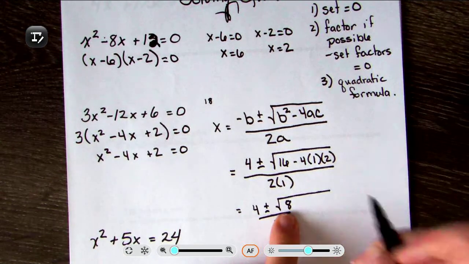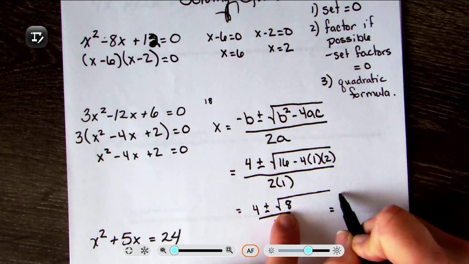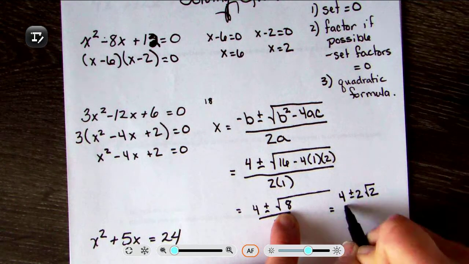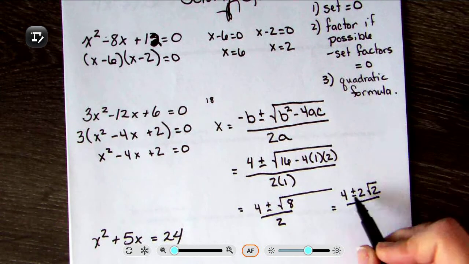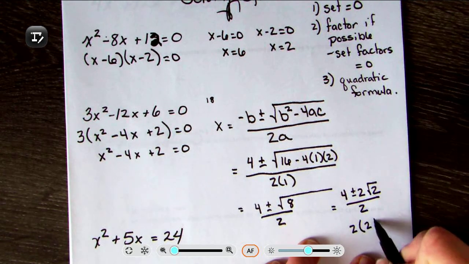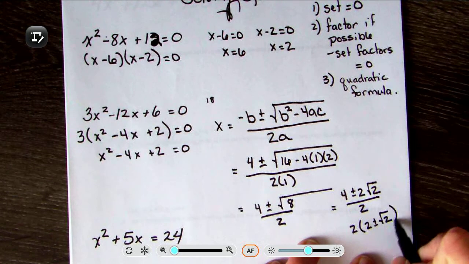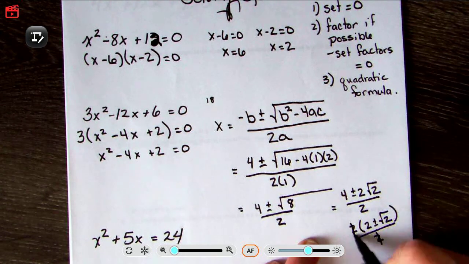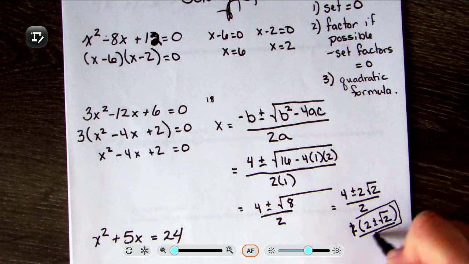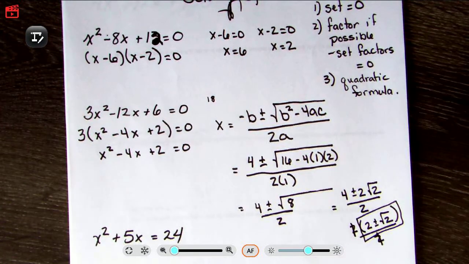The square root of 8, I can bring out a 4 as 2. Then I can factor a 2 out of these guys. 2 plus or minus the square root of 2, all over 2, and those 2's cancel. And I'm left with my answers of 2 plus or minus the square root of 2.